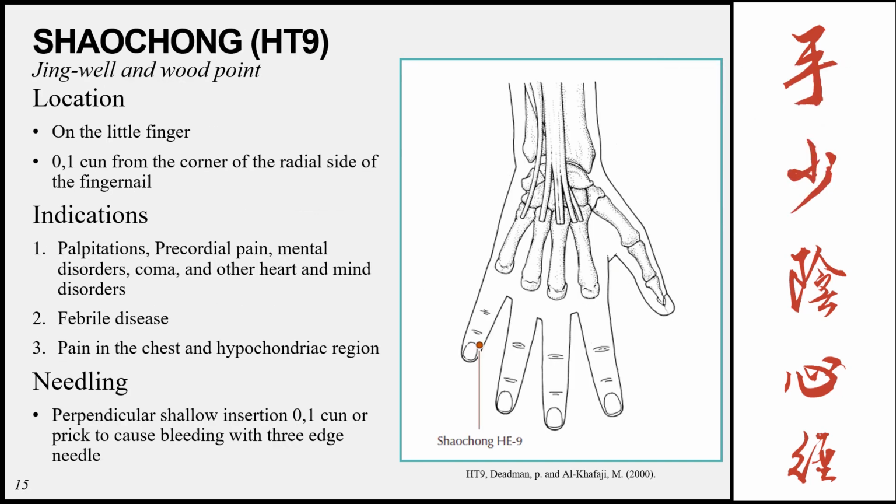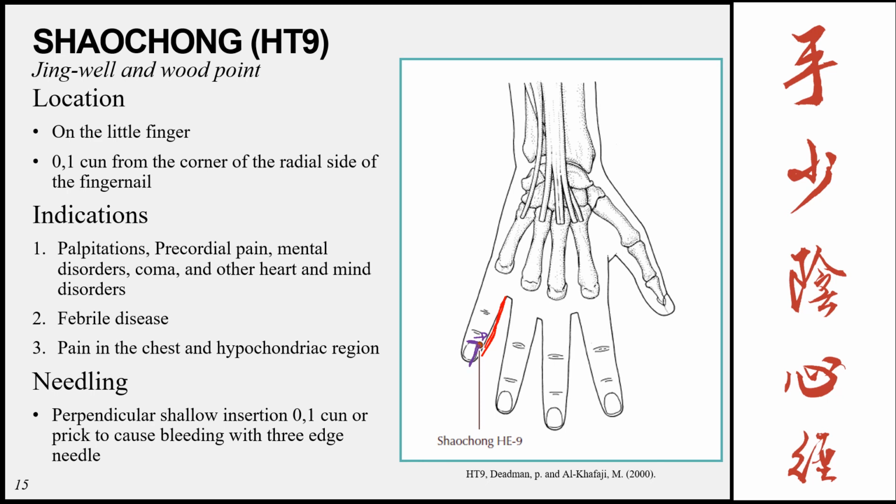And then the final point on this meridian is SHAOCHONG, Heart 9. This is the jing-well and wood point of the meridian, and it is located on the little finger, 0.1 tsun from the corner of the radial side of the finger. So this is the radial side here of the finger. So we're on this portion, and then we have to find the corner of the nail, finding its posterior border and its radial border, and then we must go 0.1 tsun away from it in this direction.